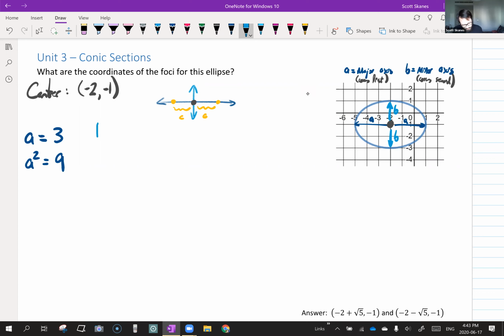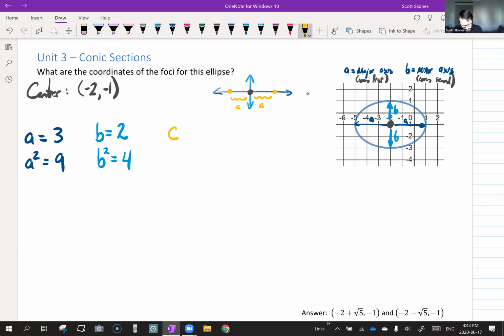B is half the length of the minor axis. So how big is it? It's 2. That means that B squared is 4. Exactly, Mohammed. Our C value, let me move this away.